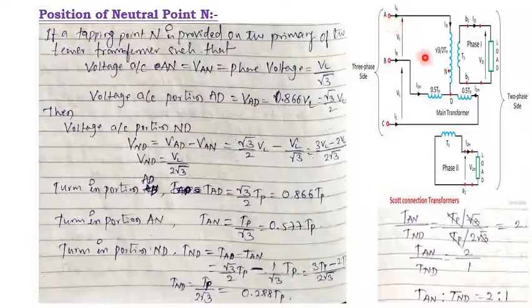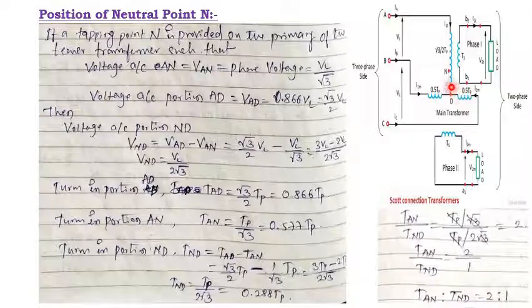So you know TAN is TP divided by root 3. Then TND is TP divided by 2 root 3. Then TP gets cancelled, root 3 gets cancelled. This becomes 2, that is TAN divided by TND is equal to 2 divided by 1. That means TAN to TND is equal to 2:1.